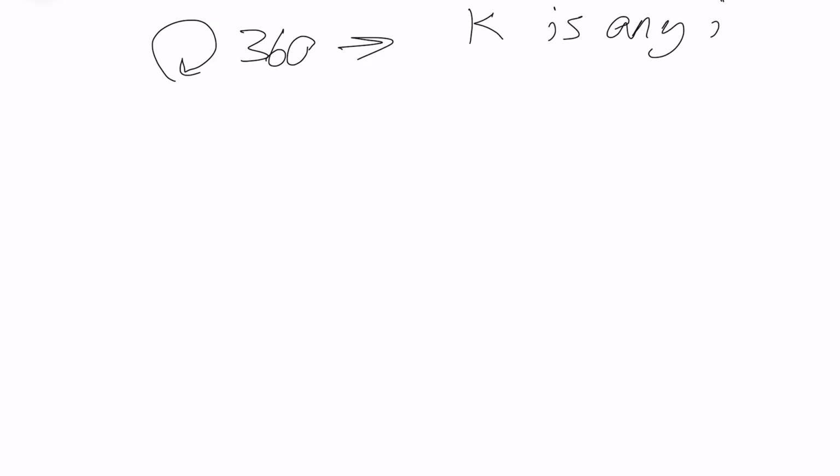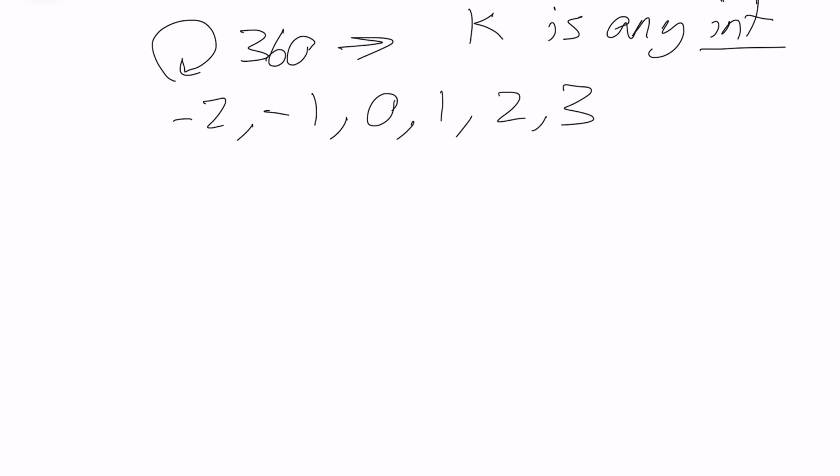So as you can see, since one rotation is 360 degrees, we can just say that k is any integer. And if you recall, integers are any negative and positive whole number. So when you multiply 360 degrees by any integer, positive or negative, you're going to go either a full rotation or multiple rotations around the circle.